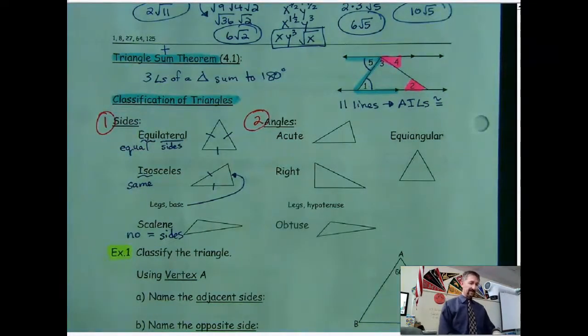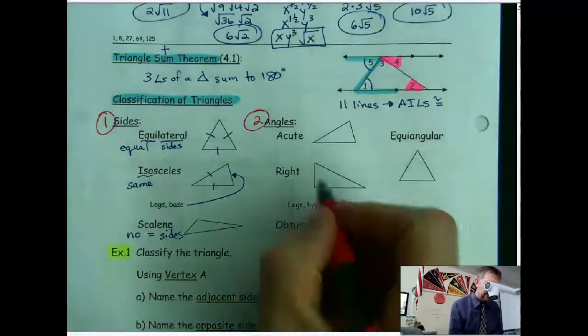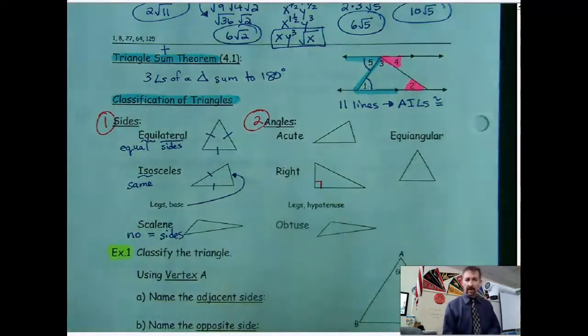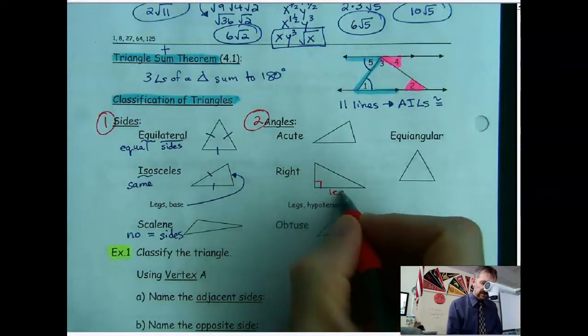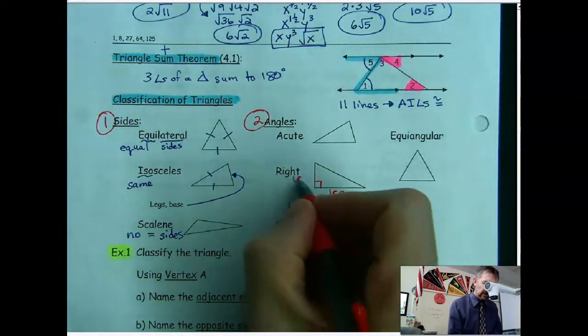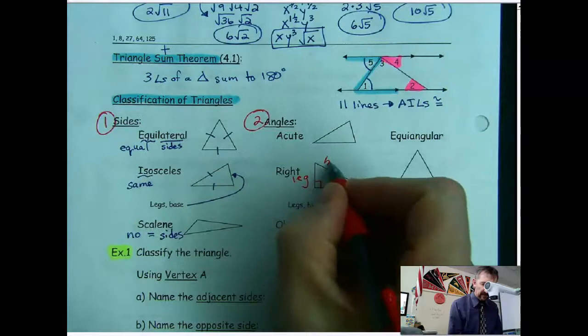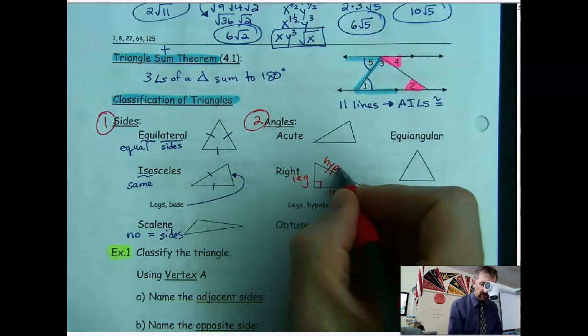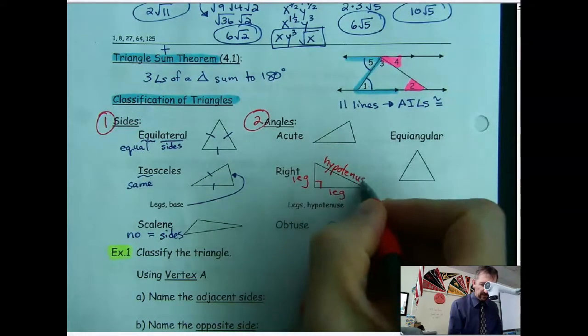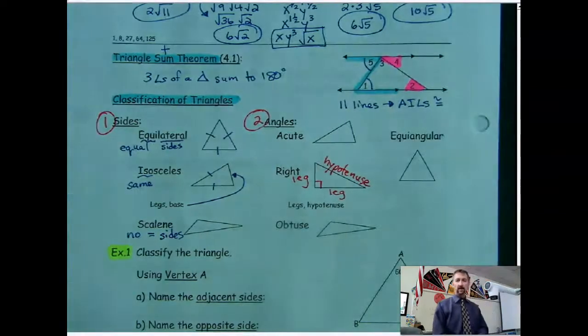Now, if we move over to the angles, acute. Acute means all the angles are acute. Right means there's a right angle. You can only have one right angle in a triangle. So the two sides that are perpendicular are called legs, and the side across from the right angle is called the hypotenuse, the longest side of a right triangle, the hypotenuse.